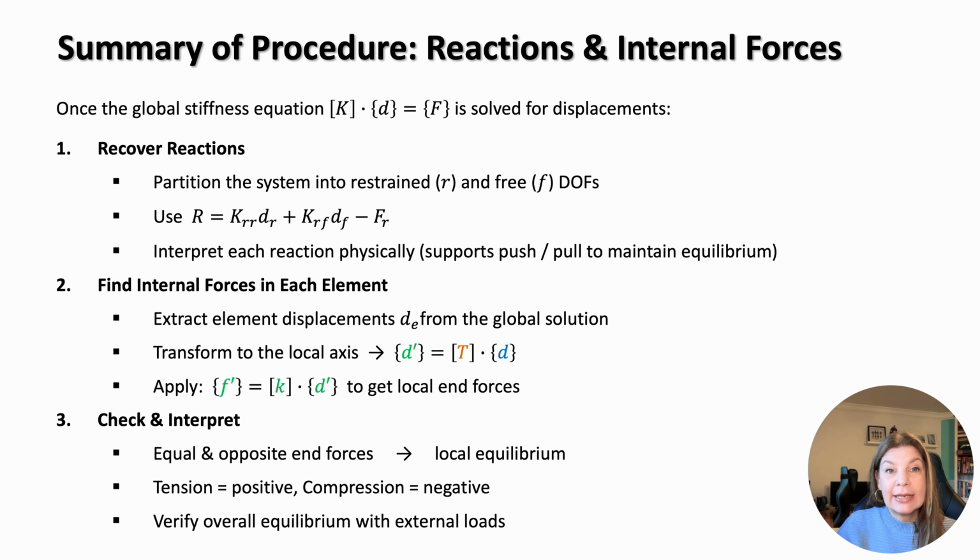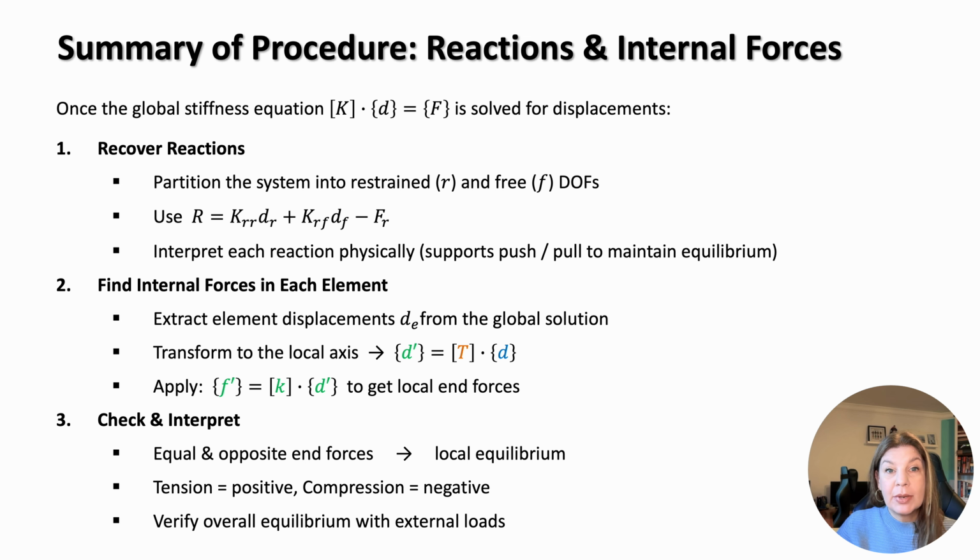Once we've solved KD equals F and know all the nodal displacements, we're ready for the two final steps. Step 1, we recover the reactions at the supports using the restrained part of the stiffness equation, and that gives us the forces each support must provide to keep the structure in balance. Step 2, we then find the internal forces in each element.